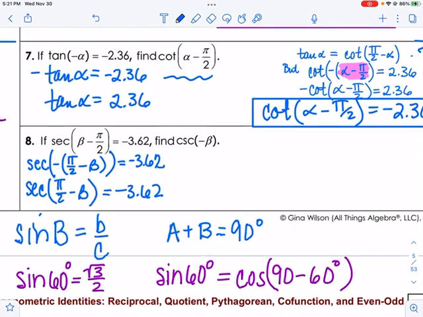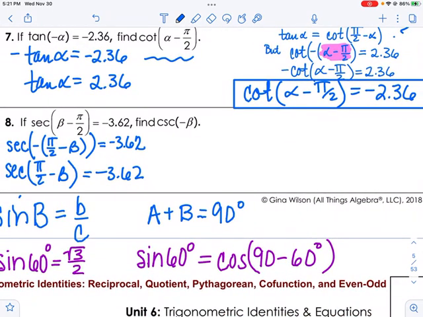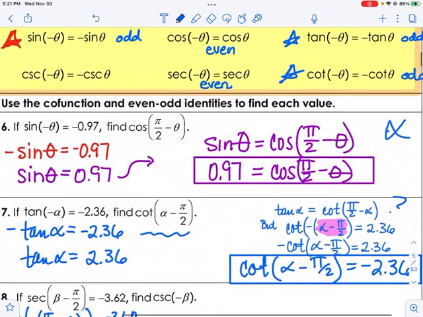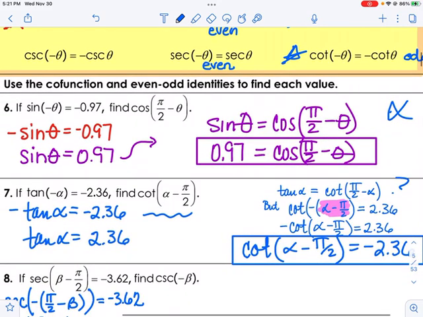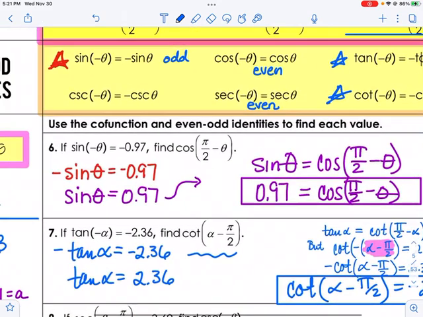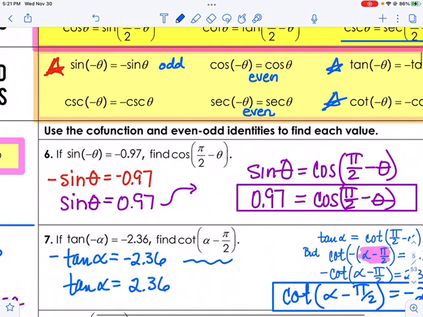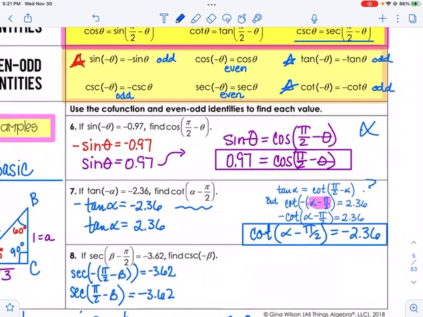So now I have that, okay? Now, I want to find the cosecant of negative beta, right? The cosecant of negative beta. So when I look up at the cosecant of negative theta up top, I see that it's equal to negative cosecant of theta. So that means that cosecant is an odd function, okay? Cosecant is an odd function.